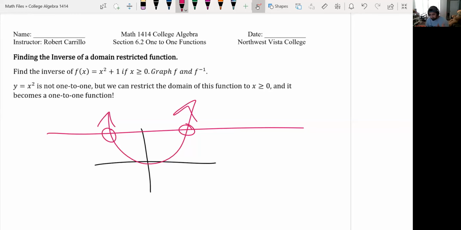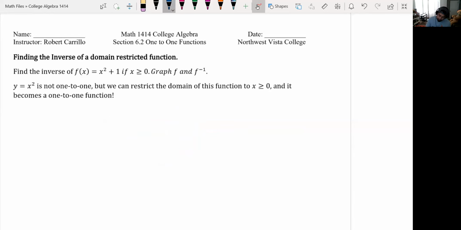Okay, so we are given the function here, x squared plus 1. But we are restricting its domain to x greater than or equal to 0. So we're given f of x equal to x squared plus 1, and we say, hey, let's restrict it to x greater than or equal to 0. And restricting it to have nothing but values greater than or equal to 0 will make this function a one-to-one function.